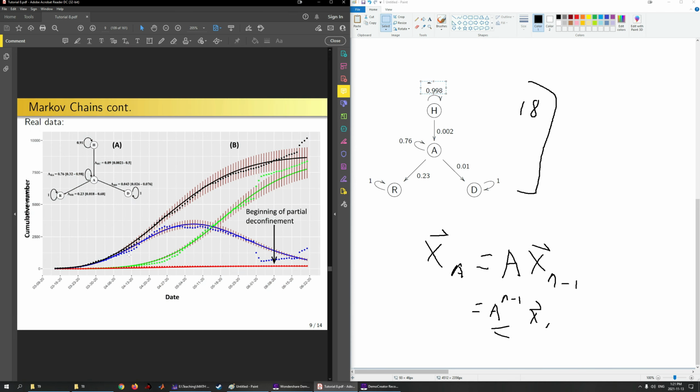These dots are the real-world data. You can notice that the dots match really well with the curve up until around this point over here, where they changed their COVID rules. So this is a decent model, and these types of models can be quite useful.